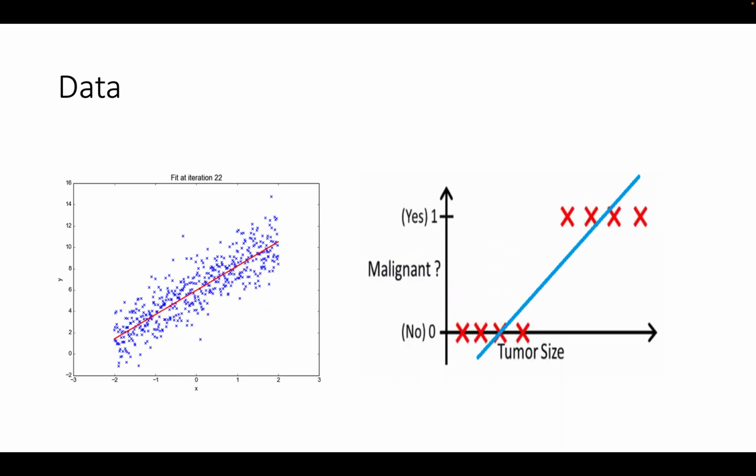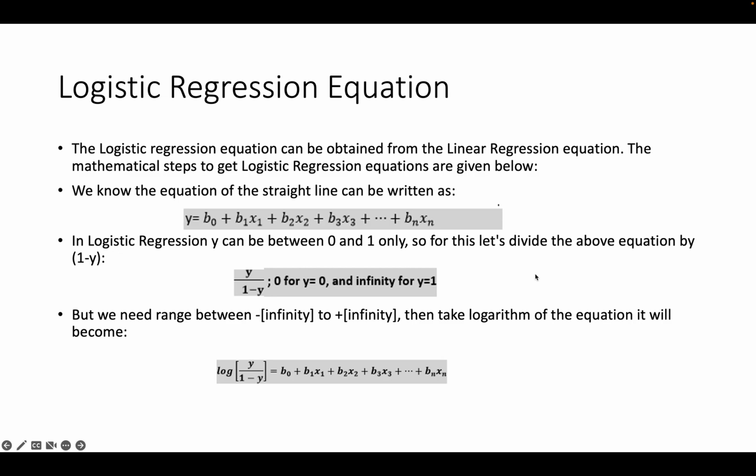Okay, tumor size. So here you see a straight line forming, but technically it's an S curve. They will show later how it is an S curve. Logistic regression equation. I really don't know if this is important, but okay, let's take a look once and see what difference it makes.